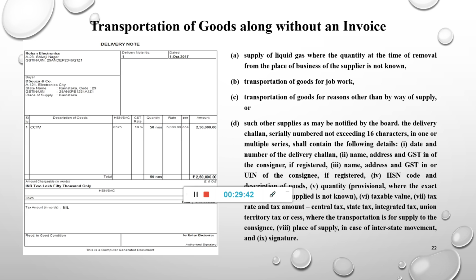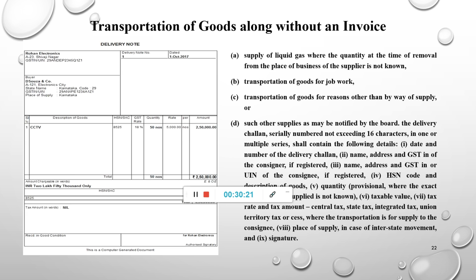In the following cases, it is permissible for the consignor to issue a delivery challan in lieu of invoice at the time of removal of the goods: supply of liquid gas where the quantity at the time of removal from the supplier is not known, transportation of goods for job work, transportation of goods for reasons other than by way of supply, and such other supplies as may be notified by the board. The delivery challan should be serially numbered, not exceeding 16 characters, in one or multiple series.